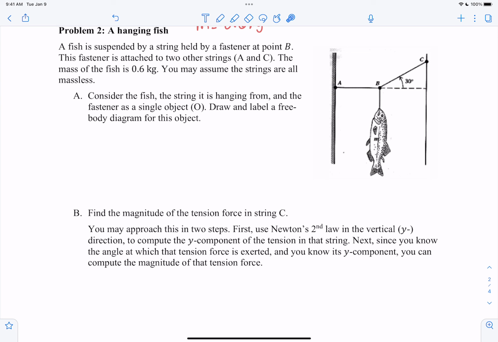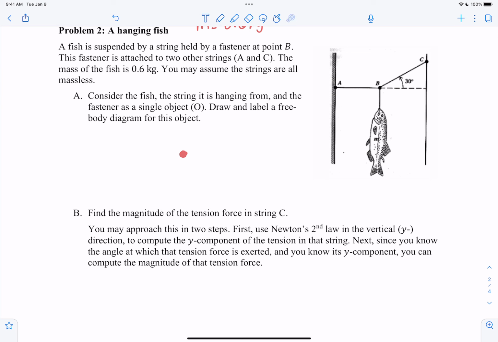So if we're considering this whole thing to be one object, you have to watch out for something. Imagine this whole part here is our dot that we put for the free body diagram. A mistake that you can easily make is, okay, well, here's a string here, so wouldn't there be a tension force here? Well, no, because once again, they want us to consider the fish, the string, and the fastener as one single object. So if we drew a big circle, this is what it would be.